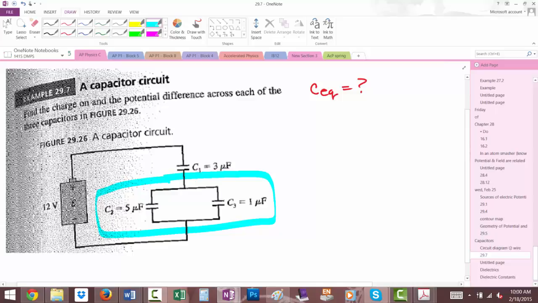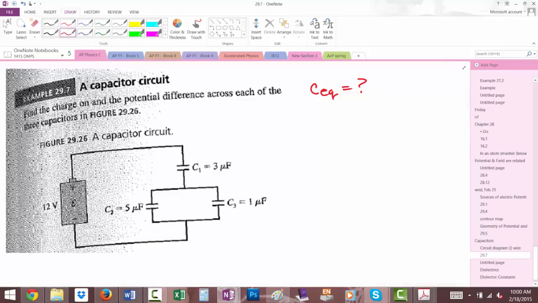Okay, so what's the equivalent? 6 microfarads. Right? And then you have 3 microfarads and 6 microfarads. So 1/3 plus 1/6 is 1/2. And that's the reciprocal of the total capacitance.